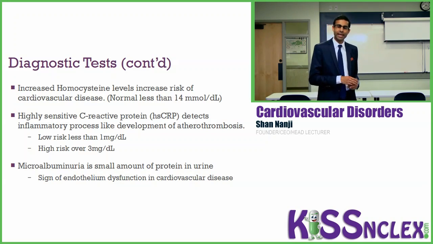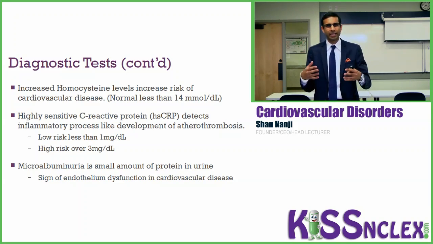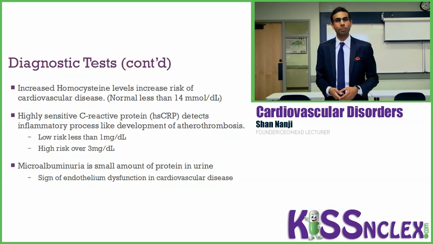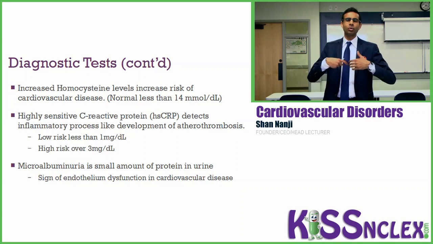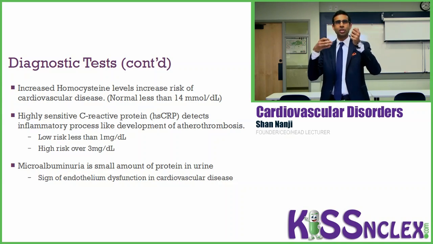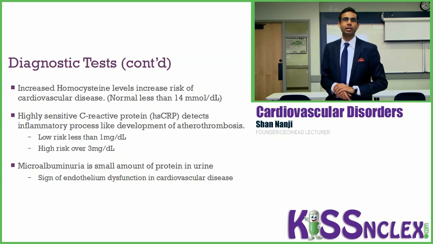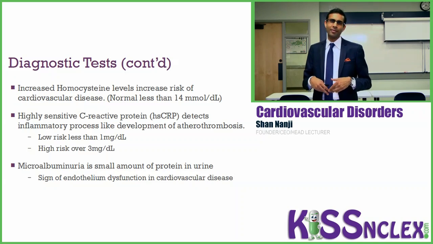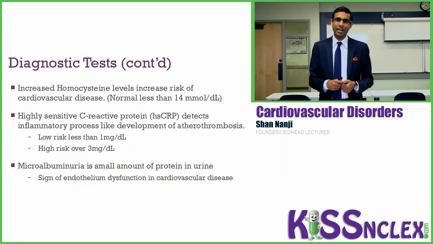C-reactive protein is something that will detect inflammatory response, okay? And kind of like ESR does, CRP also does that. And so if you have an elevated ESR, that means you have an inflammatory process, maybe like a development of an atherothrombus. A low risk is when you have a CRP of less than 1. If it's above 3, you have a higher risk, okay?